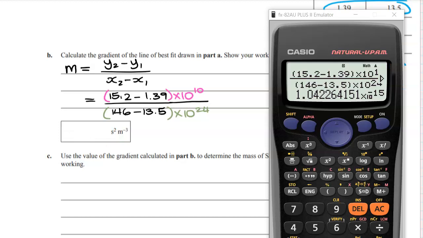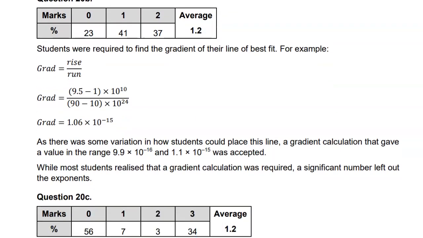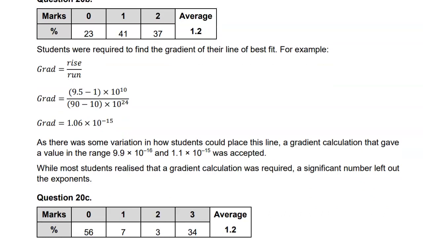Well, this changes things significantly. That to 3 sig figs, we've still got that 104, but now it's 1.04 by 10 to the negative 15. I find it reassuring looking at the statistics on this sometimes. There was some variation for this answer. So we got 1.04. That's fine because it fits within the values that they've given here, in between 9.9 by 10 to the negative 16 and 1.1 by 10 to the negative 15.